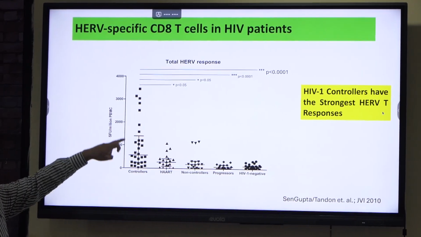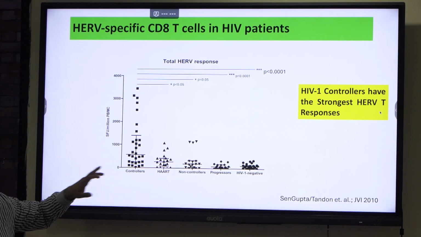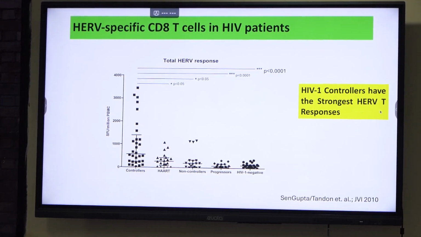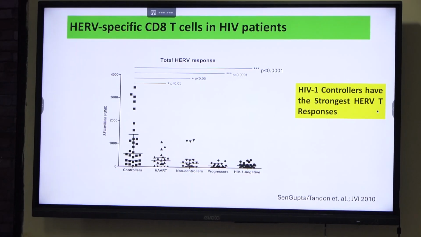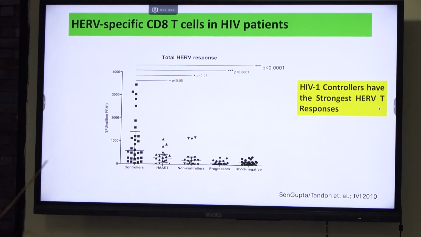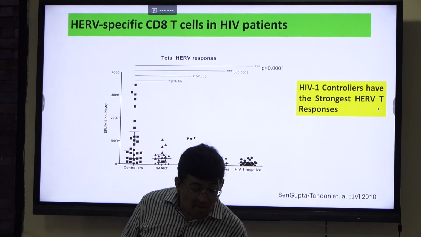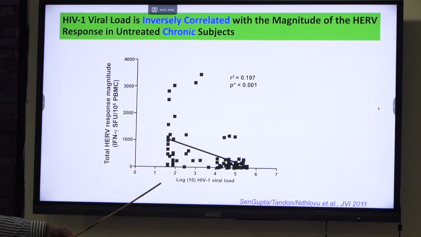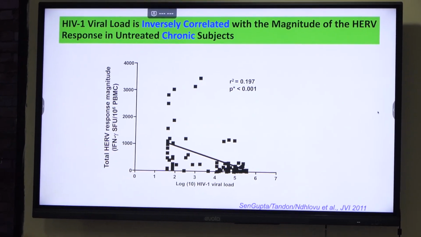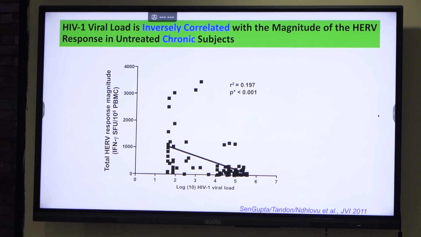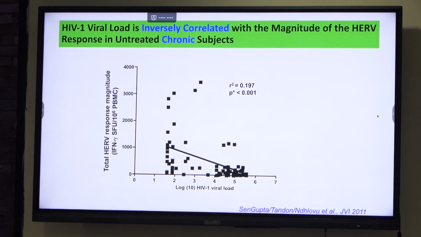So the presence of a high magnitude of T-cell response against HERV in controllers is again suggesting that it helps in controlling the viremia in some way. So HIV controllers have the strongest HERV T-cell response. This is the take-home message, right? If you just look at the controllers and try to find out whether they still show an indirect association between HIV-1 viral load and HERV-specific T-cell response, indeed, they have an inverse correlation. The higher the magnitude of T-cell response against HERV, the lower the HIV viremia in the plasma, right?